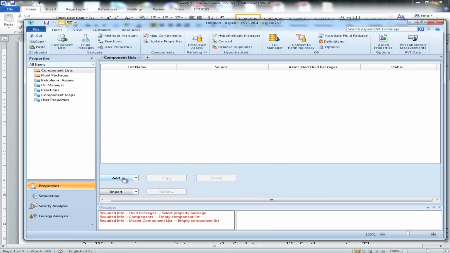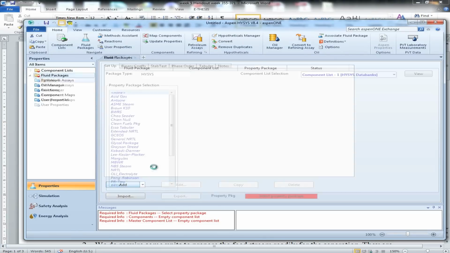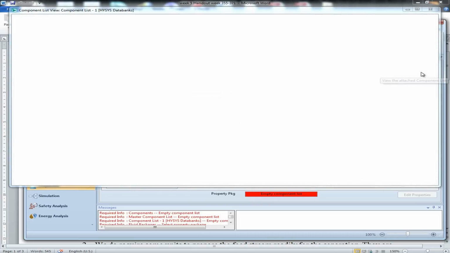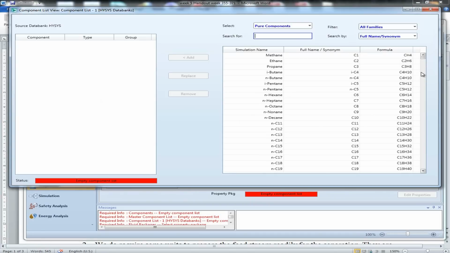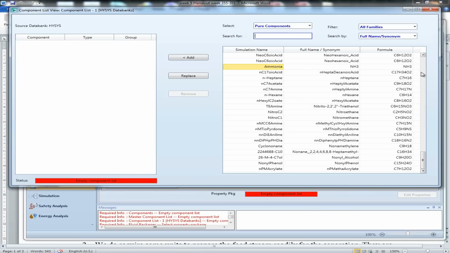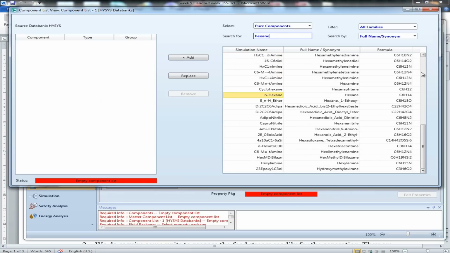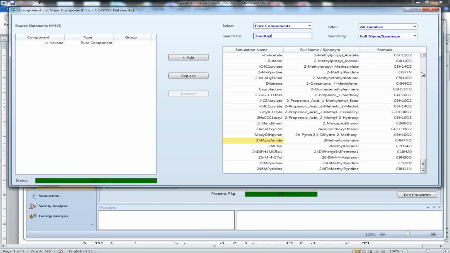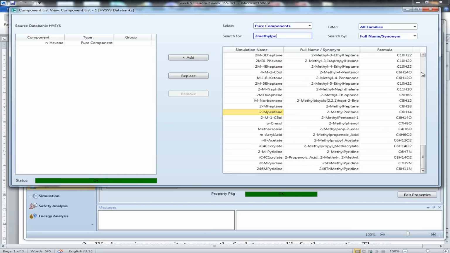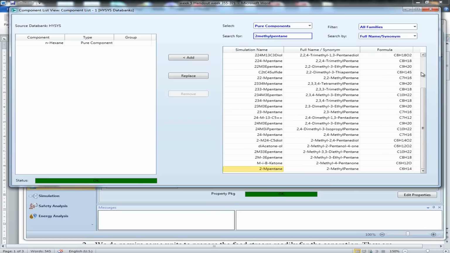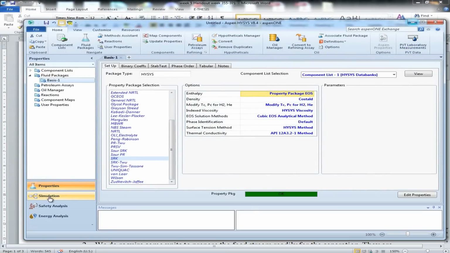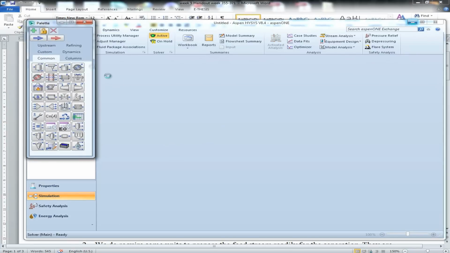So we start with the feed package. In this case, we are using SRK, and then we input the chemicals: N-hexane and 2-methylpentane. Okay. Now we can go to the separation.